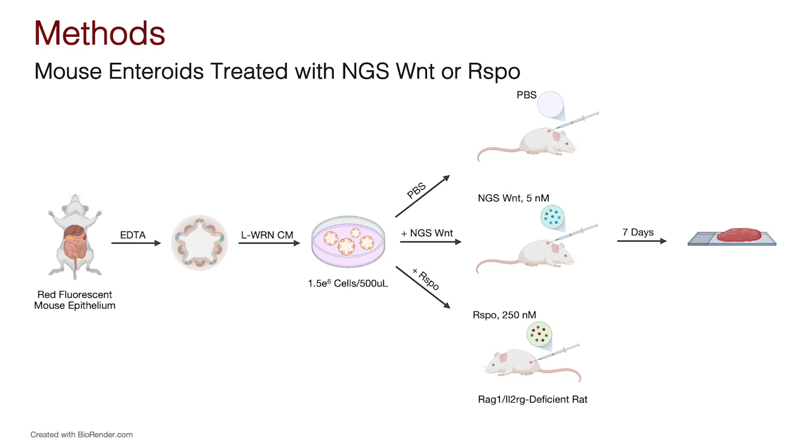In the current research, we isolated enteroids from mouse epithelium expressing red fluorescent protein. We cultured them in regular media for enteroids, and right before injection, we added PBS as control group, or NGS Wnt, or R-Spondin, and we injected subcutaneously into immunodeficient rats and collected the skin samples after 7 days.